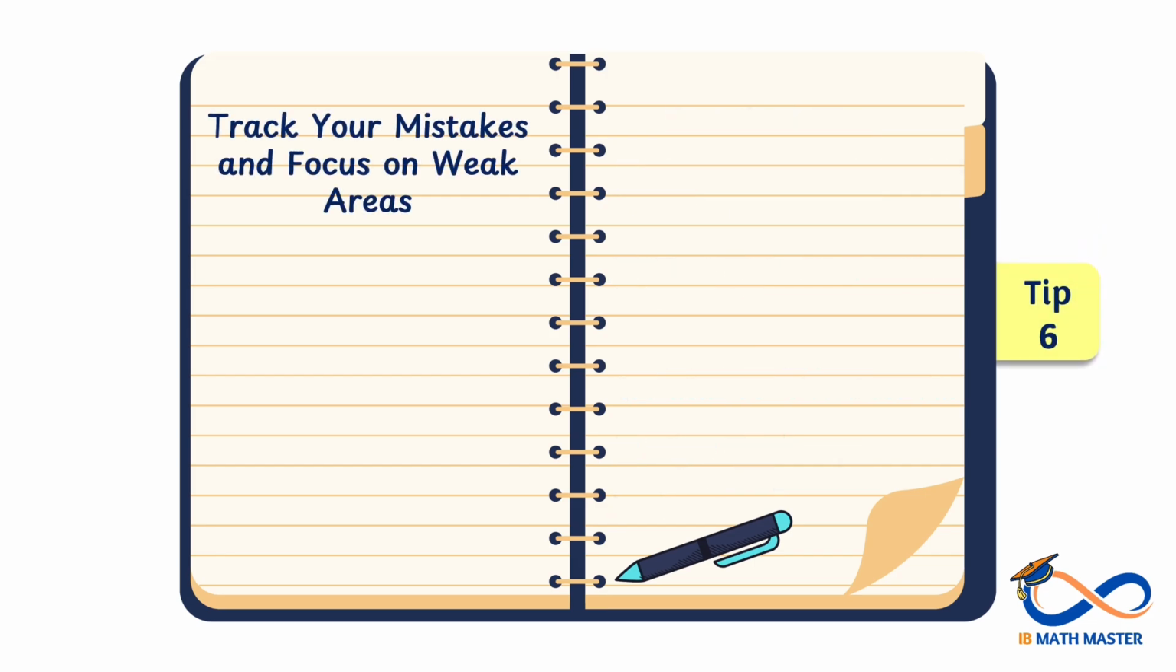Let's now move on to tip number 6. Track your mistakes and focus on weak subjects. Mistakes are part of the learning process, and they are a learning opportunity, but it's tempting to skip them and focus on what you are good at. So you shouldn't rush through the question just to finish it, and you shouldn't classify most of the mistakes as careless mistakes if they happen frequently.